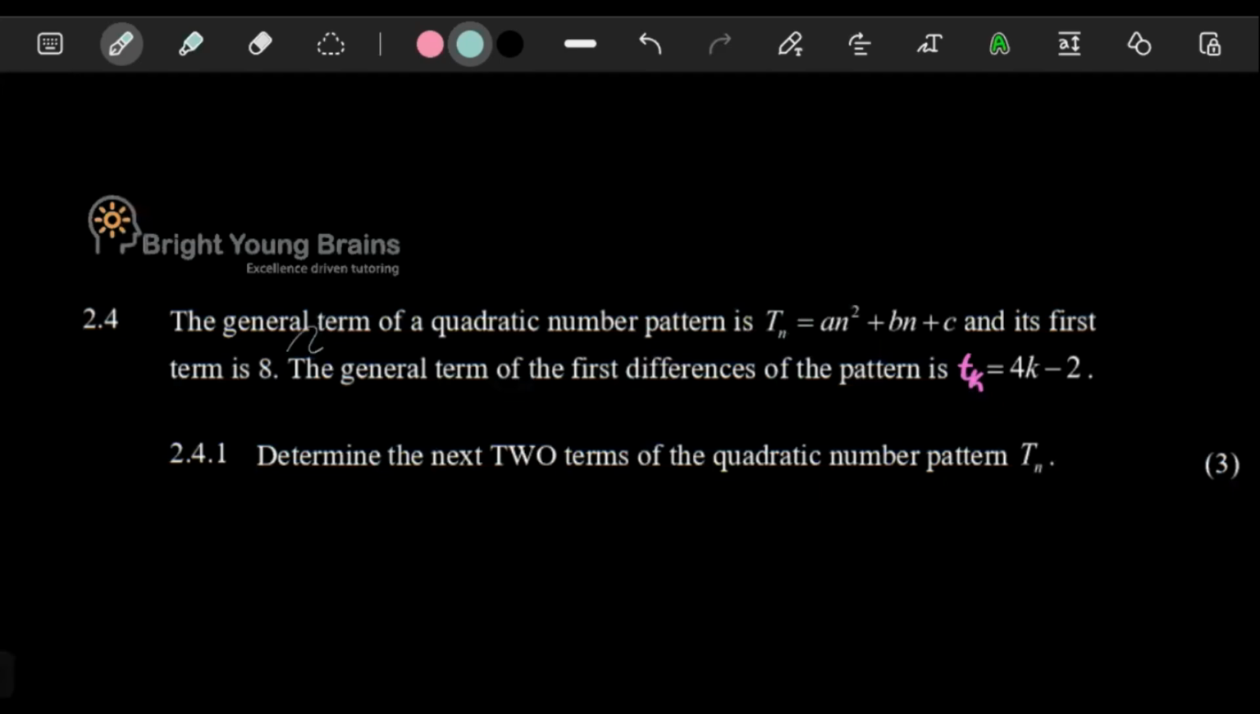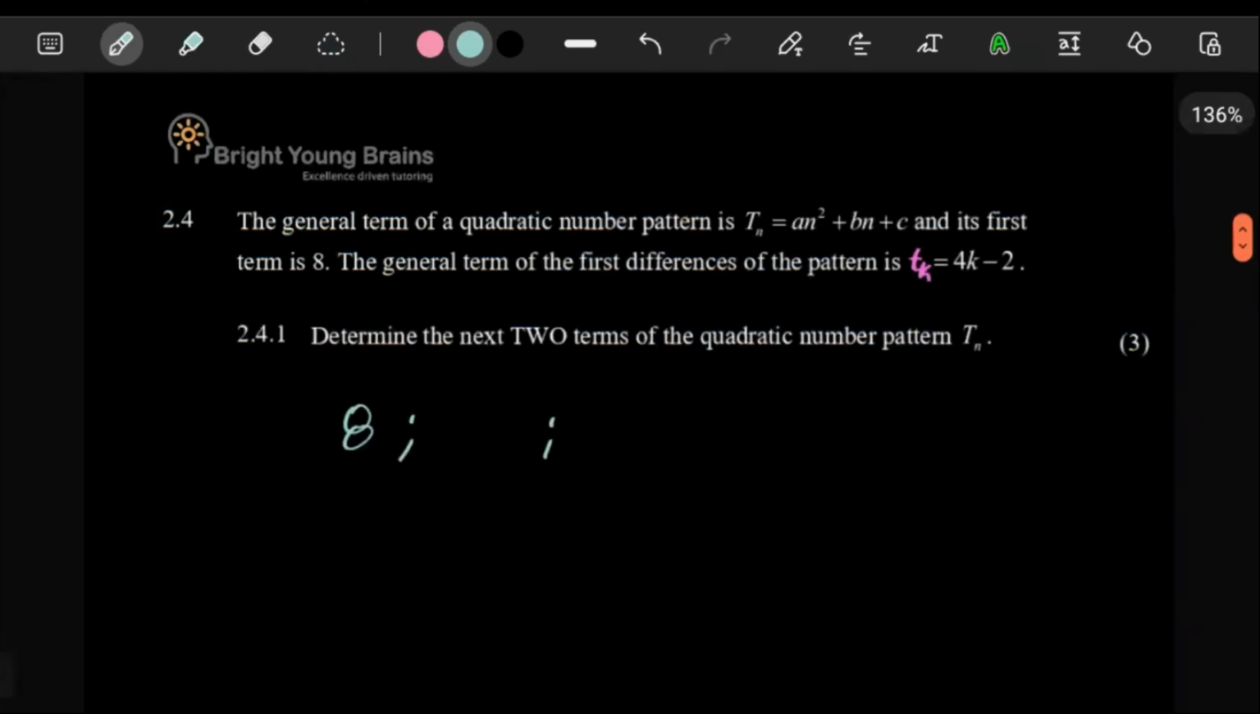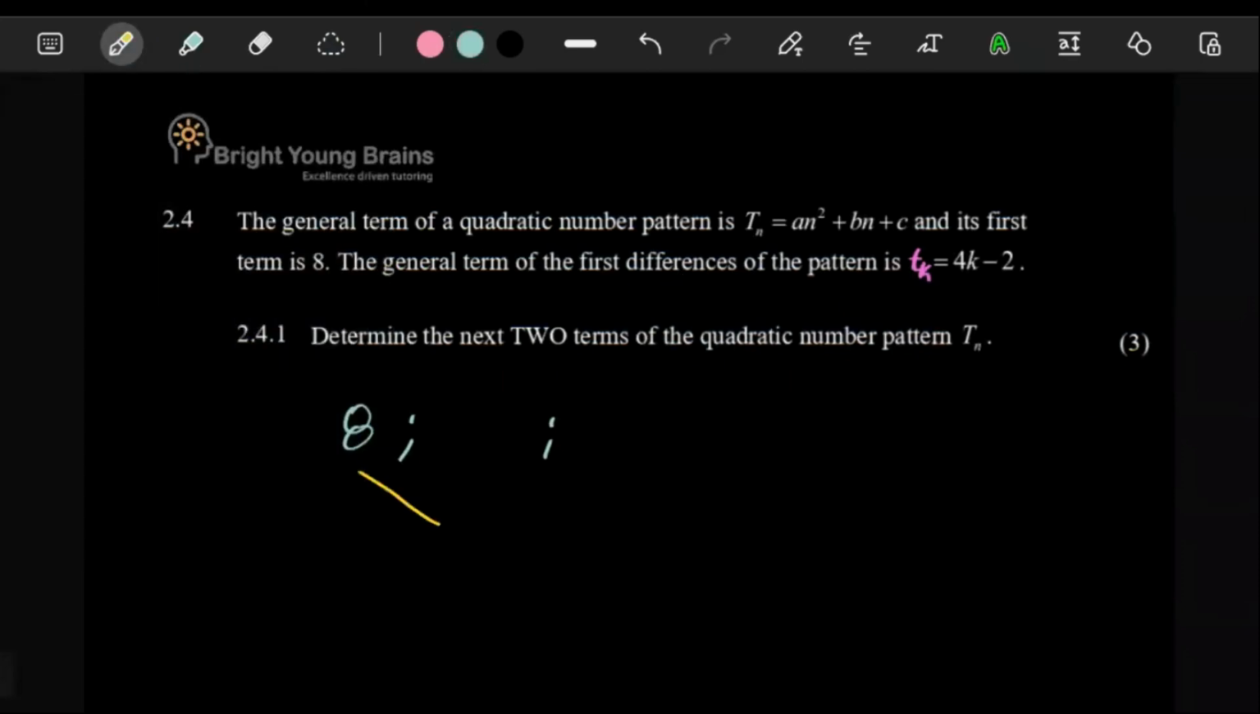They said we have our general term. The first term is an 8, so we just have an 8. The next term you don't have, and the term afterwards you also don't have. They want you to work those out. What they have given you is the general term for the sequence of first differences. Remember, all quadratic number patterns have a sequence of first differences. Whatever this minus this is what goes here. This minus this is what goes here.